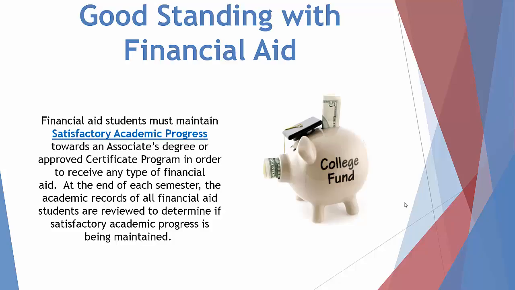Academic good standing is different than being in good standing with financial aid. Financial aid students must maintain satisfactory academic progress towards an associate's degree or approved certificate program in order to receive any type of financial aid. At the end of each semester, the academic records of all financial aid students are reviewed to determine if satisfactory academic progress is being maintained.